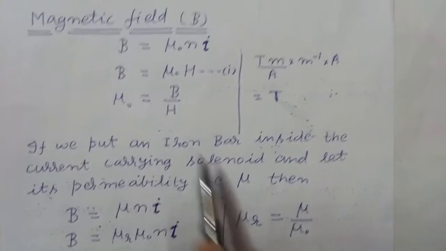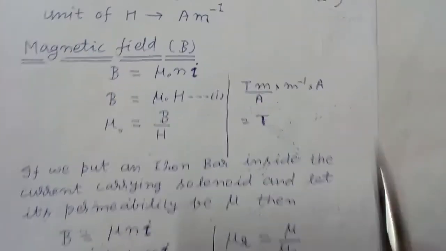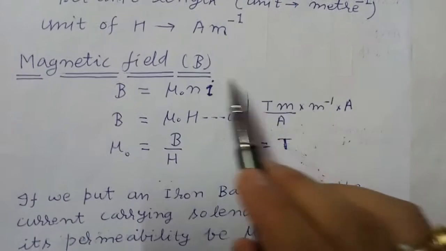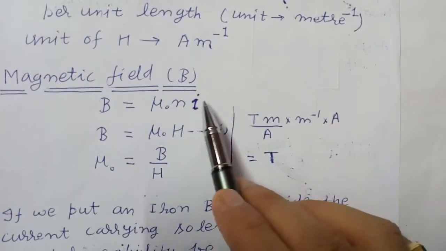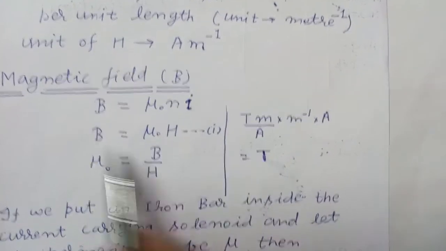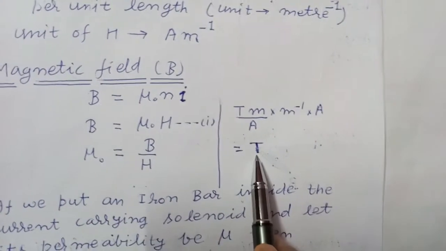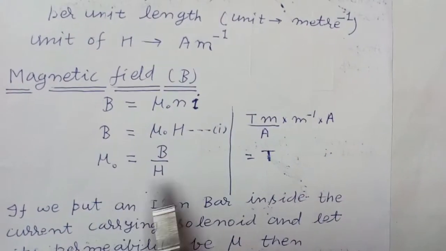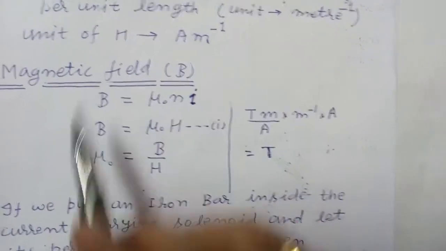Unit of mu naught is Tesla meter per ampere. Unit of N is meter to the power minus 1. Unit of I is ampere. So this is equal to T. So unit of B is equal to T. So this formula is dimensionally correct.